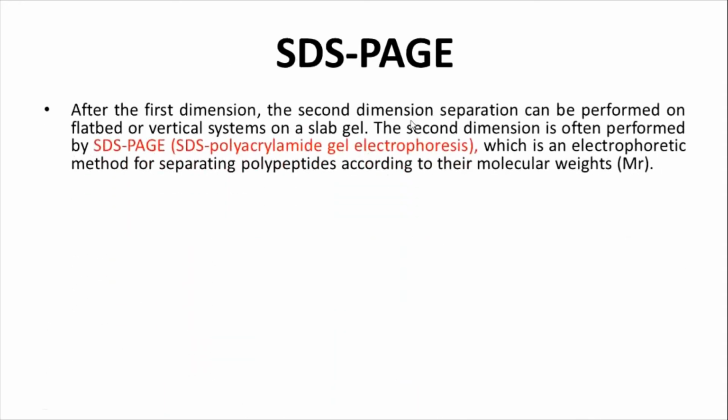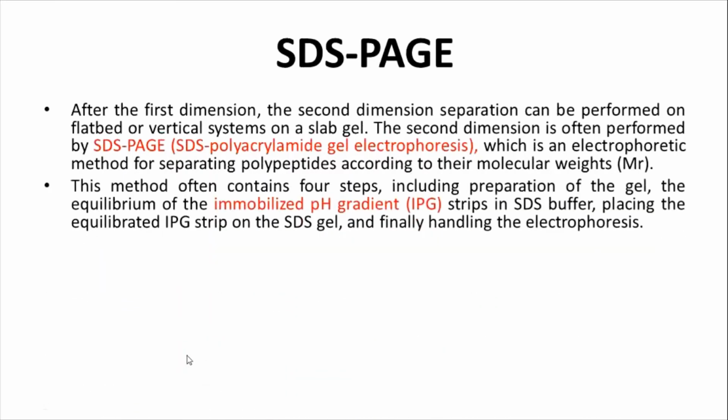Once we have separated the sample by isoelectric focusing, that separated form is used as the sample for SDS page. This SDS page system uses a flatbed or vertical system with a slab gel. You know this information very well. Here we find out the molecular weight.